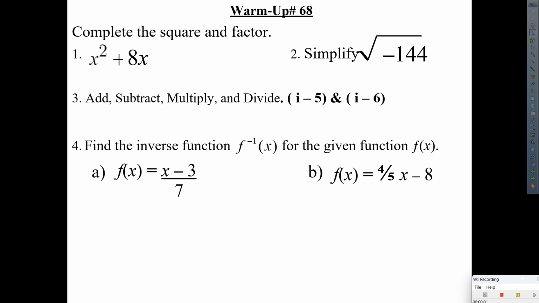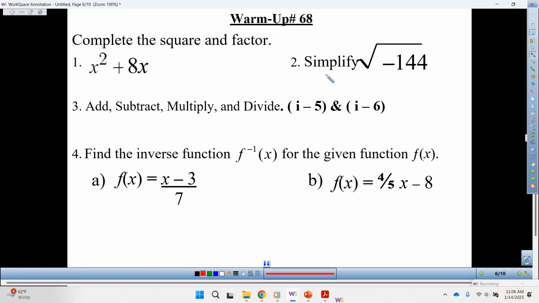Warm-up 68 is on the screen. By now, you should be experts at this. I'll give you guys about 5 minutes, yes? Are we good? 5 minutes? All right. Copy and go. All right, here we go. Shall we? We shall, Mr. Q. All right.